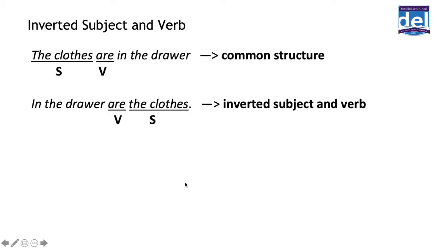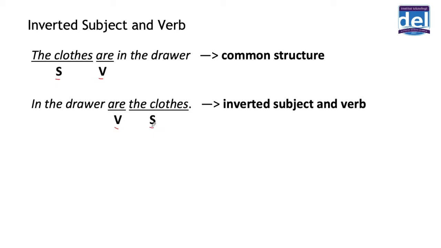Let's get started, yeah? Inverted subject and verb means the position of the subject and the verb in a sentence are inverted. Normally, in a sentence with common structure, the subject comes first, right? And the verb comes next. This is what we know. It turns out it is not the only way of writing a sentence in English. There is an inverted version where the verb comes first and then the subject comes next.